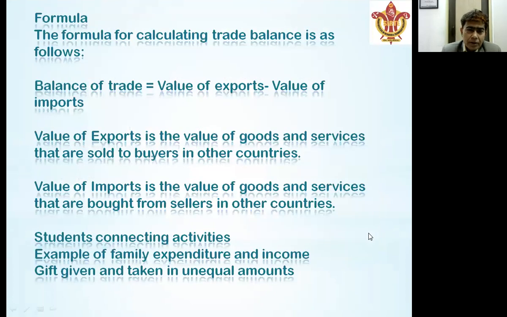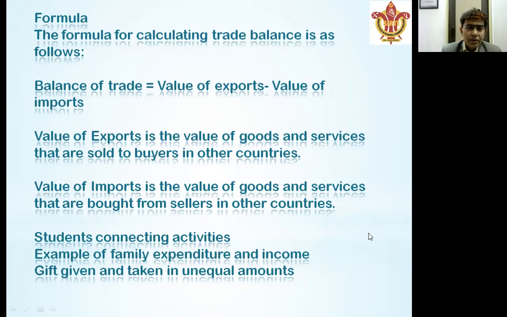We can understand this concept by the formula. The formula for calculating the trade balance is as follows. Balance of trade equals value of export minus value of import. Value of export is the value of the goods and services that are sold to buyers in other countries. Next, value of import is the value of the goods and services that are bought from sellers in other countries.